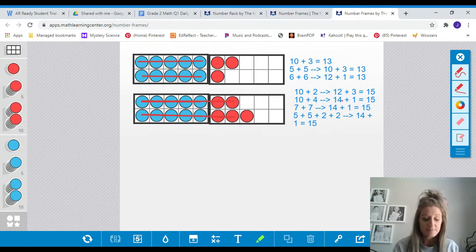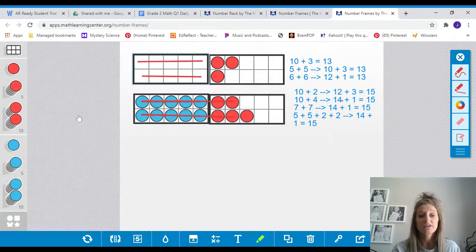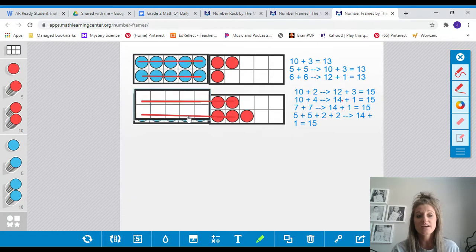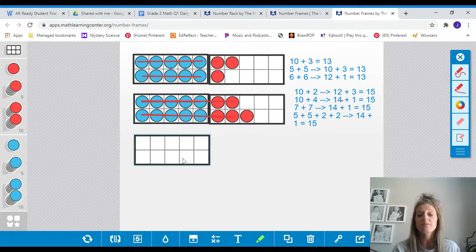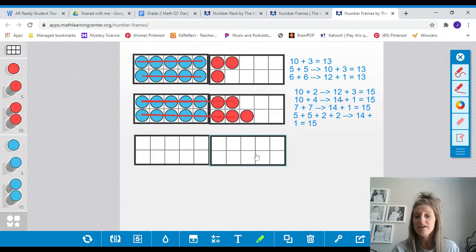All right, moving on to our next one. This one's our last one for today, okay? So we're going to get that double tens frame back out here. So I inserted it, and remember, I come down to the bottom and duplicate, and it makes me another copy of it.